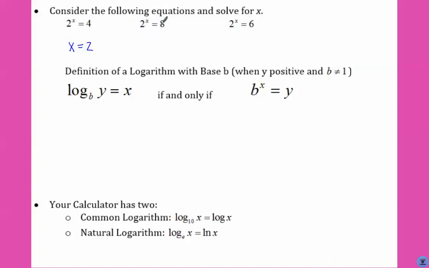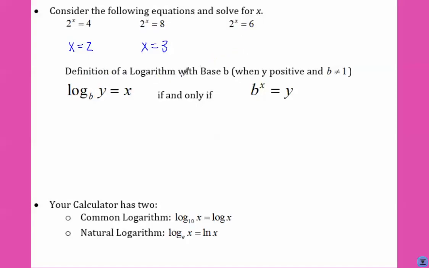If we have 2 to the x power equals 8, we know 2 to the third equals 8, so x equals 3. However, if we have 2 to the x equals 6, well, it's got to be somewhere between 2 and 3, but we don't know for sure that's going to be 2.5. We don't really know a way to solve this yet. And what we're going to learn about today is going to help us.